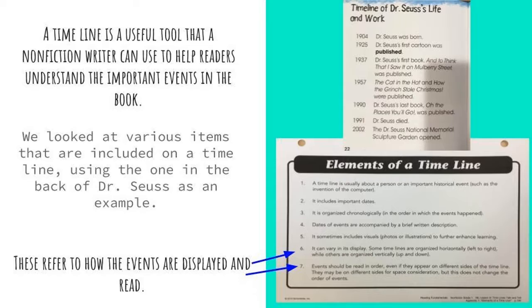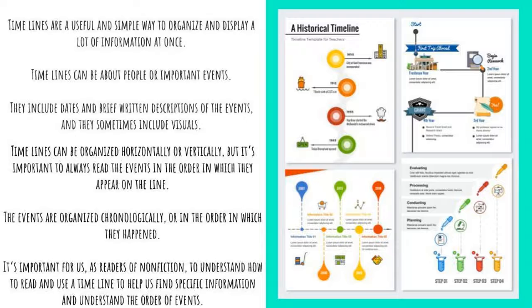So, if we think about the timelines that we see on this page, they're done in chronological order. So, it's important to understand their life and the events that happened that led from one thing to another. So, when we're reading a nonfiction text, it's important to think about the events in which they happened and when they happened.